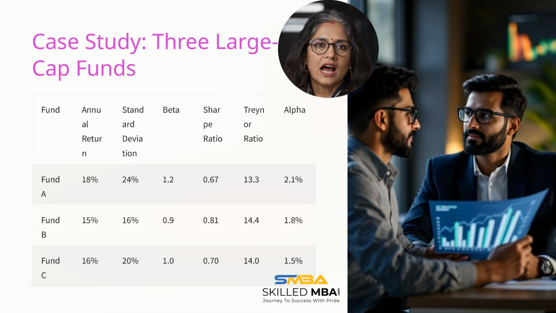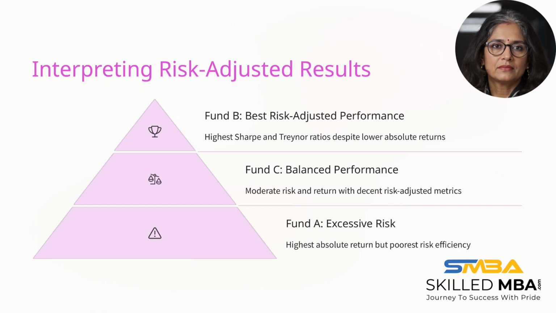Fund A achieved the highest annual return at 18%, but with a high standard deviation of 24% and a beta of 1.2, indicating higher risk. Fund B, with a 15% return, showed superior risk-adjusted performance with a Sharpe ratio of 0.81 and a Treynor ratio of 14.4. Fund C balanced risk and return, achieving a 16% return with moderate metrics.